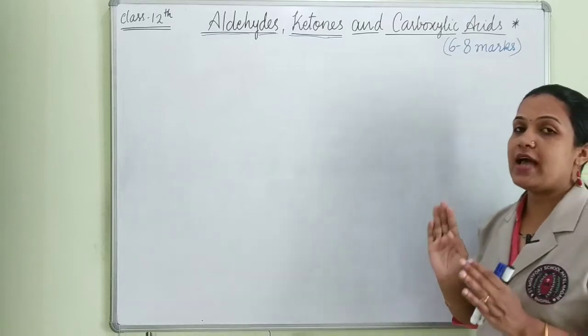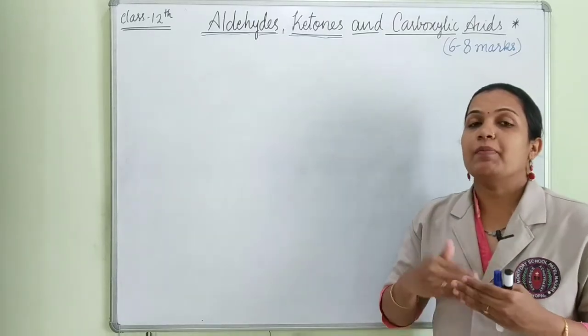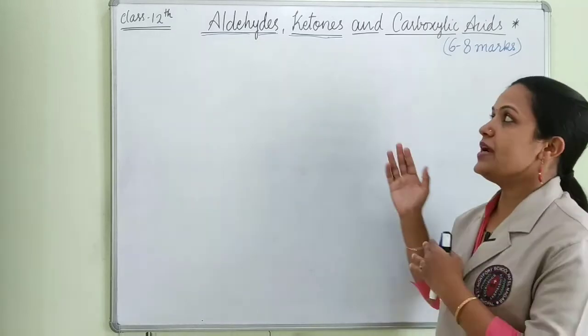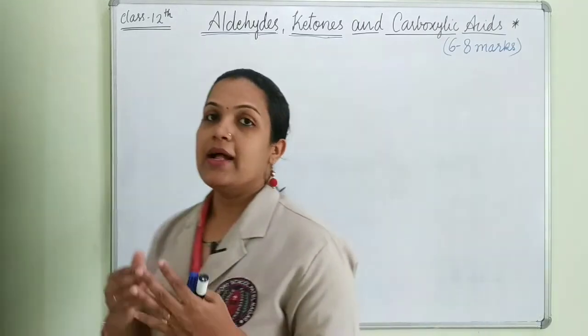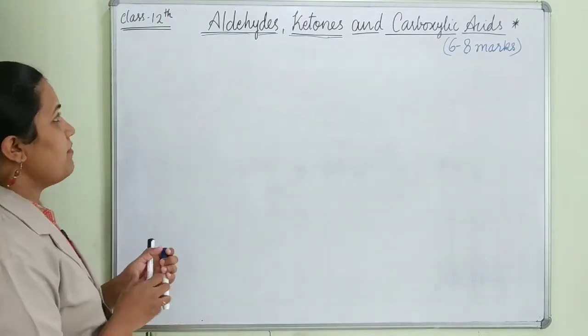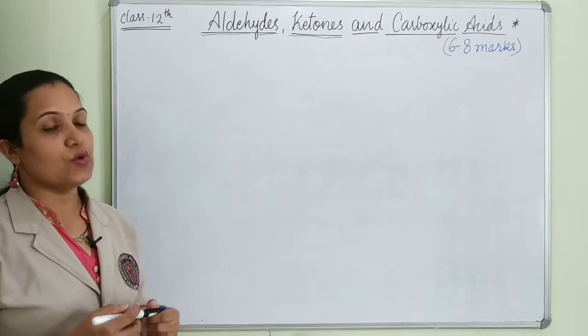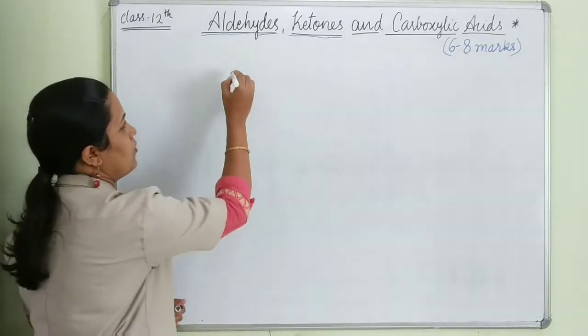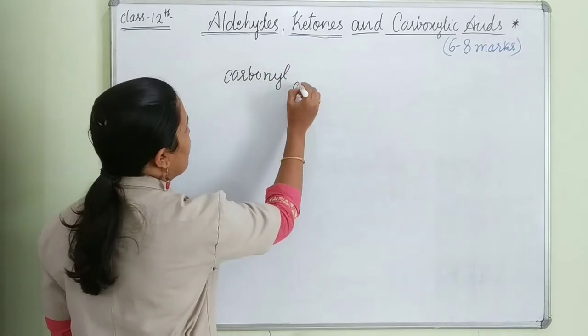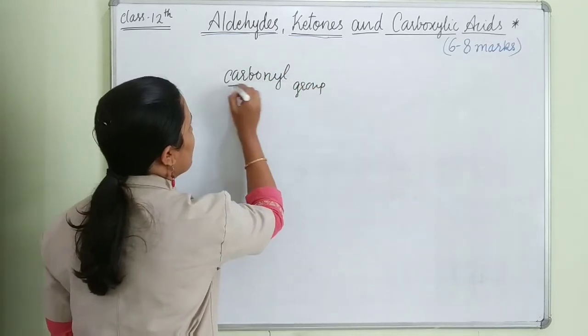In this chapter we are also going to study a few practical-based experiments in the laboratory. So let's start with the chapter aldehydes, ketones and carboxylic acids. When we are talking about aldehydes and ketones, we should know about the carbonyl group. Now let's see what we mean by the carbonyl group.